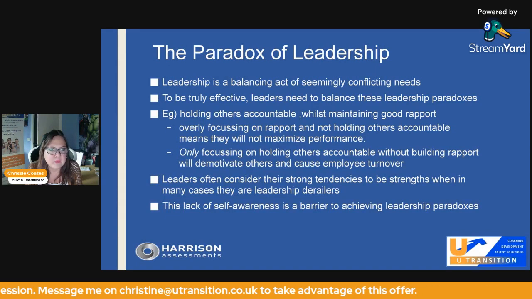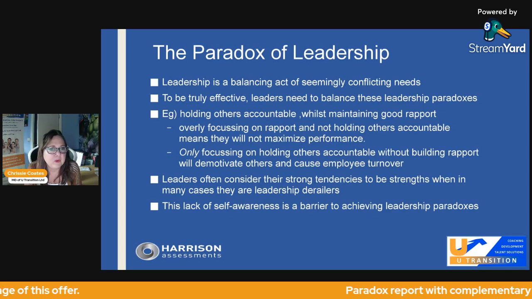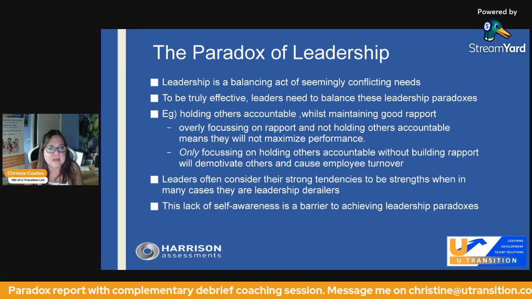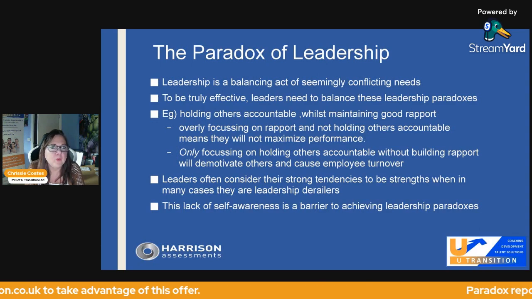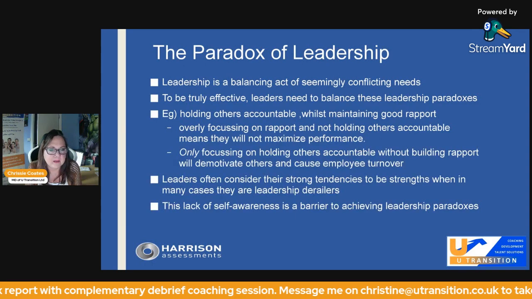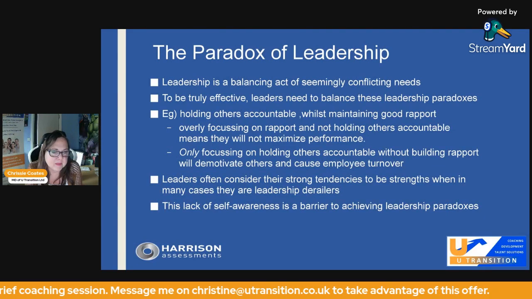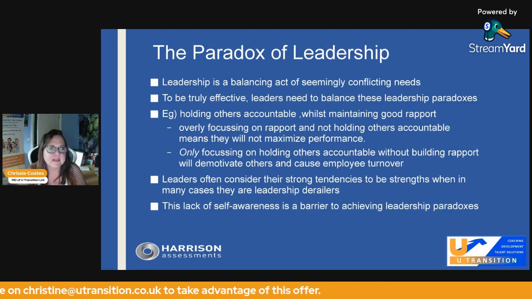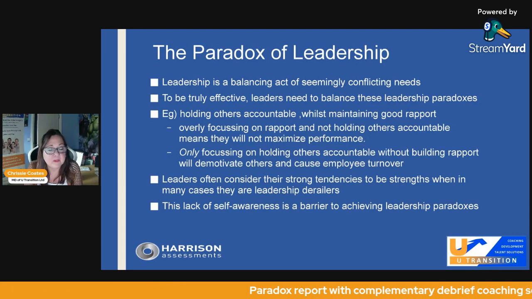So if we only focus on rapport and we don't hold people to account, we're not going to get the best out of people. And if we only focus on holding others accountable without building rapport, we're probably likely to demotivate people and cause employee turnover. Now, when we have strengths, very often we will consider those strengths to be strengths all of the time. But what the paradox technology shows us is that strengths absolutely can be strengths, but when overused, or in some cases when not balanced out by their partner, they can absolutely be blind spots and potential derailers for us. So the paradox technology helps us to understand this balancing act of where we're strong and where maybe our strengths perhaps aren't serving us as well all of the time.